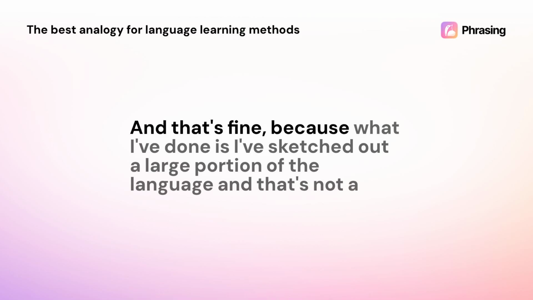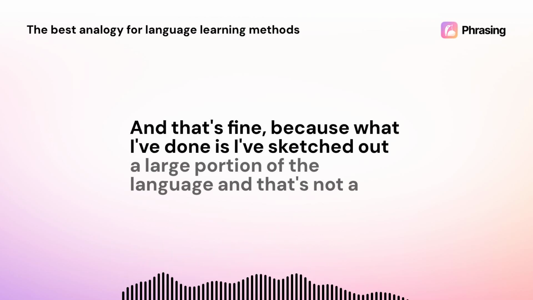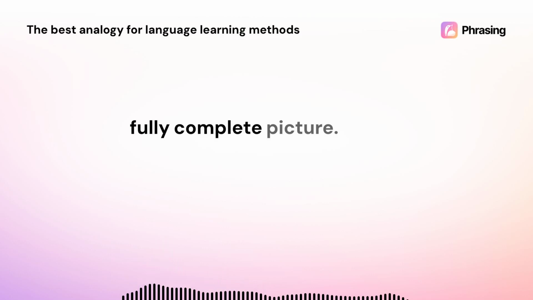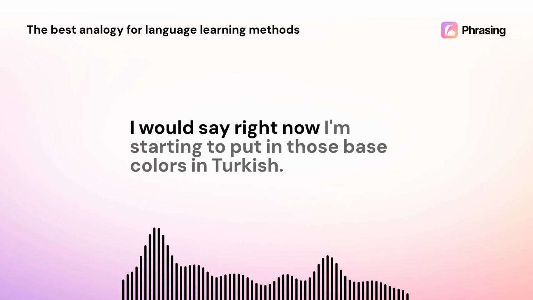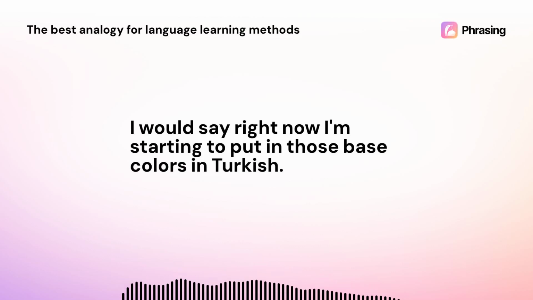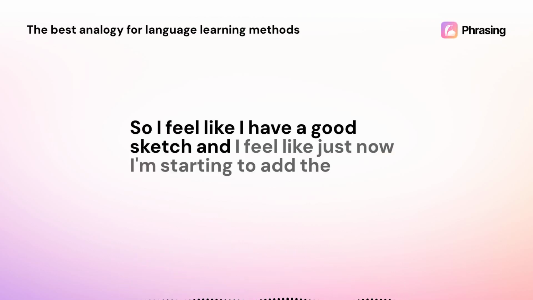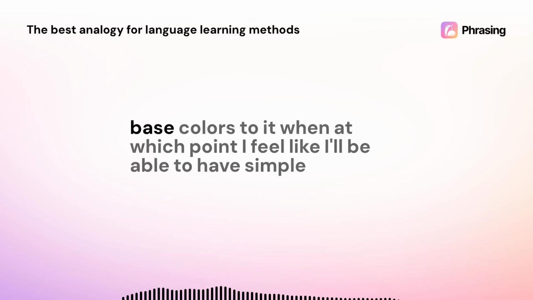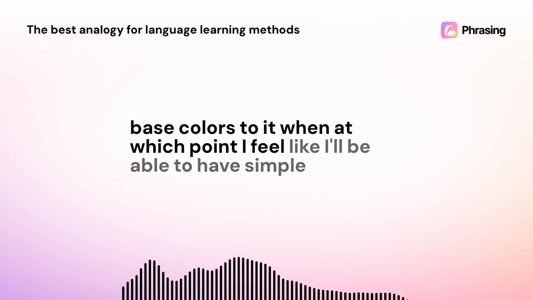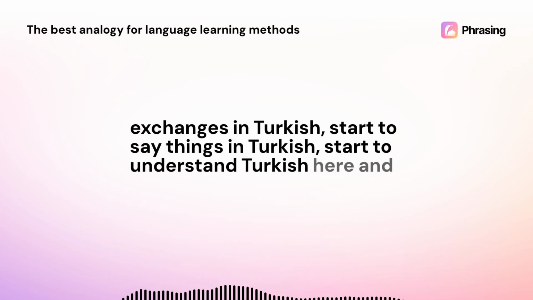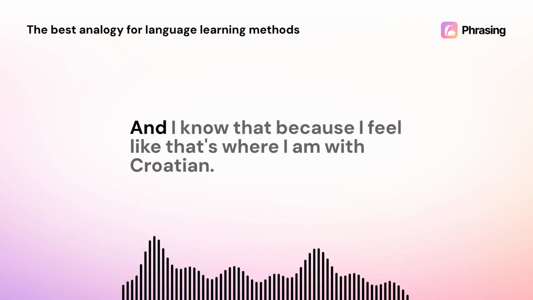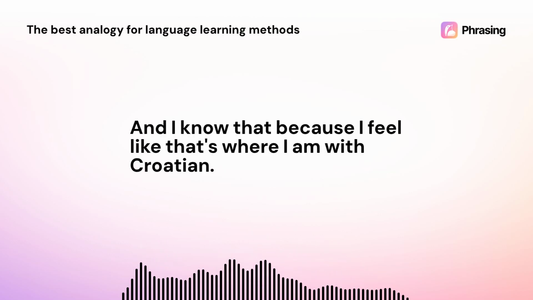And that's fine, because what I've done is I've sketched out a large portion of the language. And that's not a fully complete picture. There's still a lot of work that I need to do. I would say right now I'm starting to put in those base colors in Turkish. So I feel like I have a good sketch, and just now I'm starting to add the base colors to it, at which point I feel like I'll be able to have simple exchanges in Turkish, start to say things in Turkish, start to understand Turkish here and there. And I know that because that's where I am with Croatian.